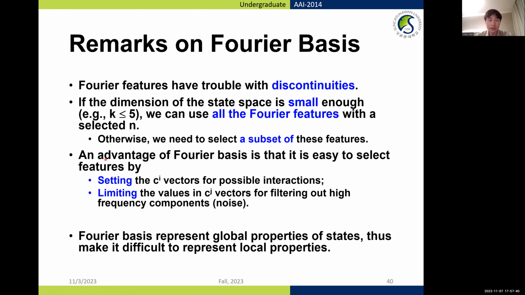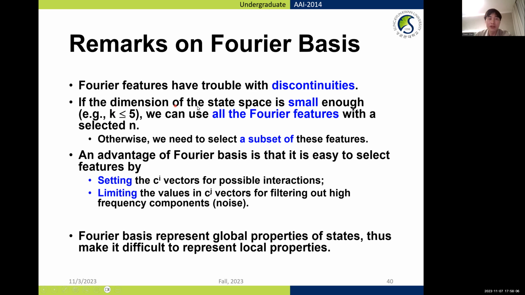Okay. So there are some remarks on this Fourier basis. It has trouble with discontinuity, so it needs to be a continuous function. If there's some discontinuity, then there's a singularity point, and it mathematically cannot be calculated.